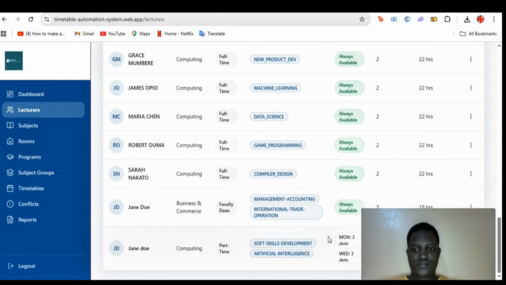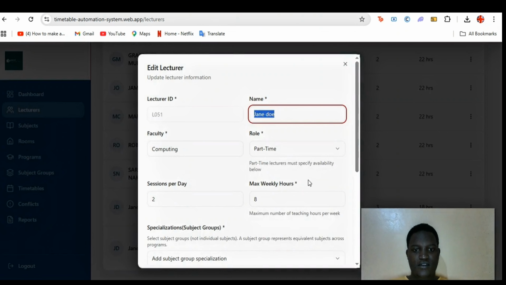So if we went down to lecturer 51, you could see they are the Faculty of Computing, they're a part-time lecturer, and they teach soft skills, and they're available on Monday for 3 sessions and Wednesday. Like we had essentially added them, you could edit the data and all that.